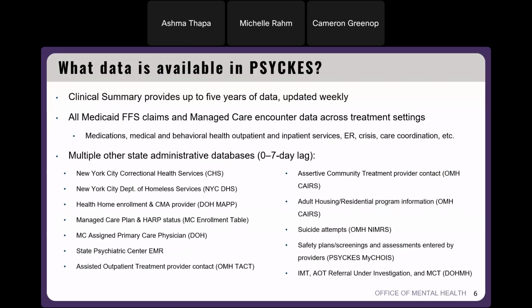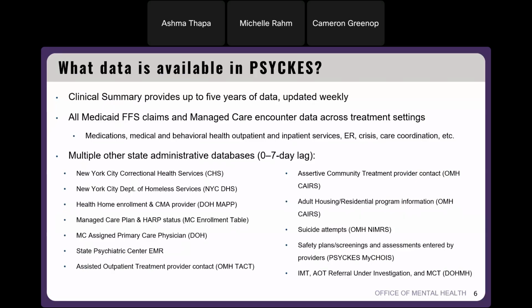And that's why we have our other data sources, state administrative databases. Those are a little bit more real time, and they have a typical lag of anywhere from 0 to 7 days. And we do have quite a few data sources here, so I'll just talk through a couple of them. We have New York City Correctional Health Services. So if someone spent some time receiving jail-based care, that data will be included in the application. We also have New York City Department of Homeless Services data. So that includes shelter and care coordination data for homeless individuals. We also have health home enrollment and CMA provider information from DOH MAP. So that's the name of the health home and their contact information in the application.